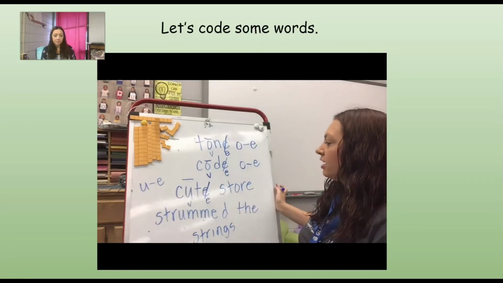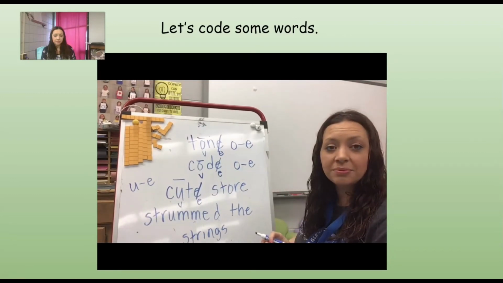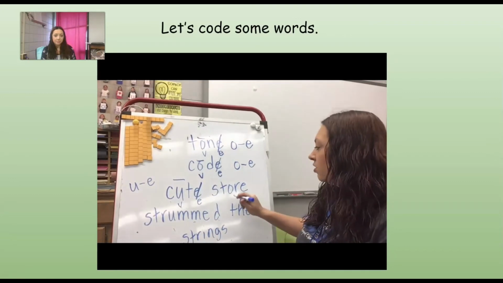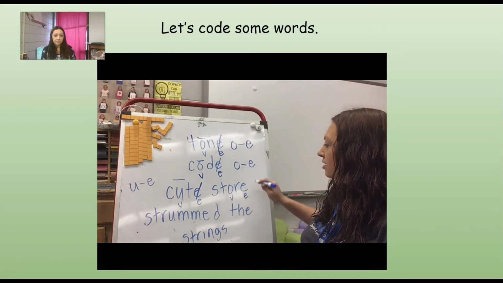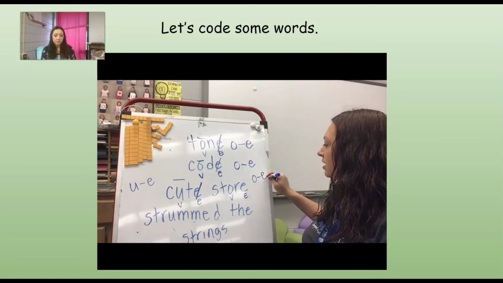All right. Let's look at our next word. This one's a little tricky. What do you notice? Well, I've got that vowel and I've got an E. So it's going to be an O sneaky E word.